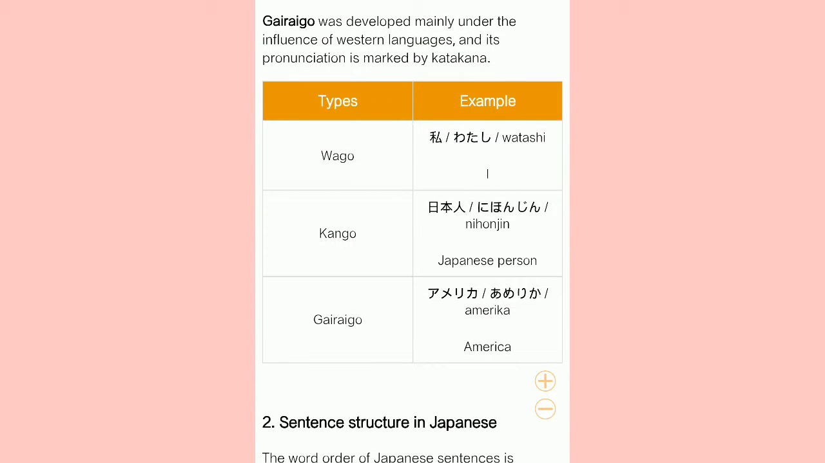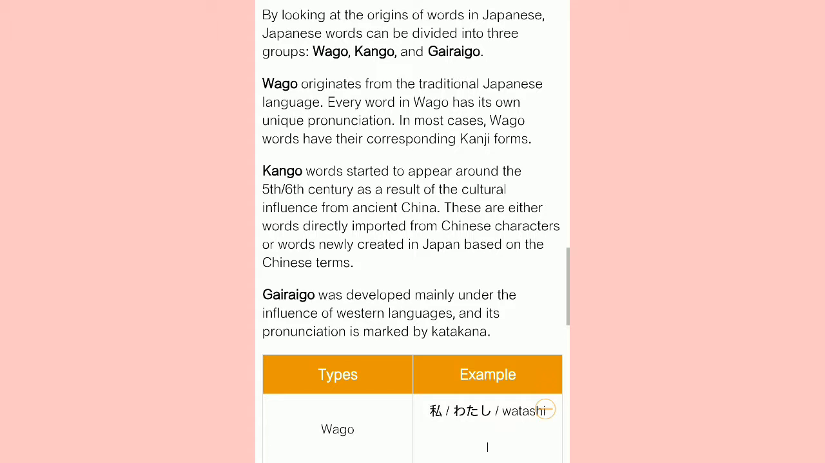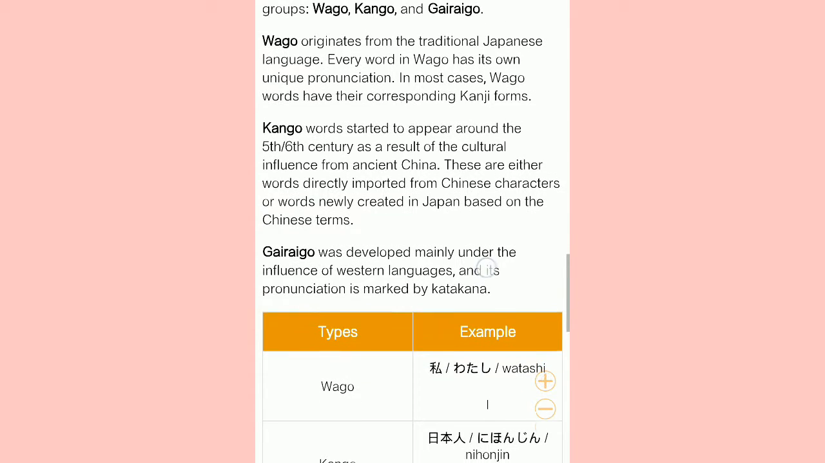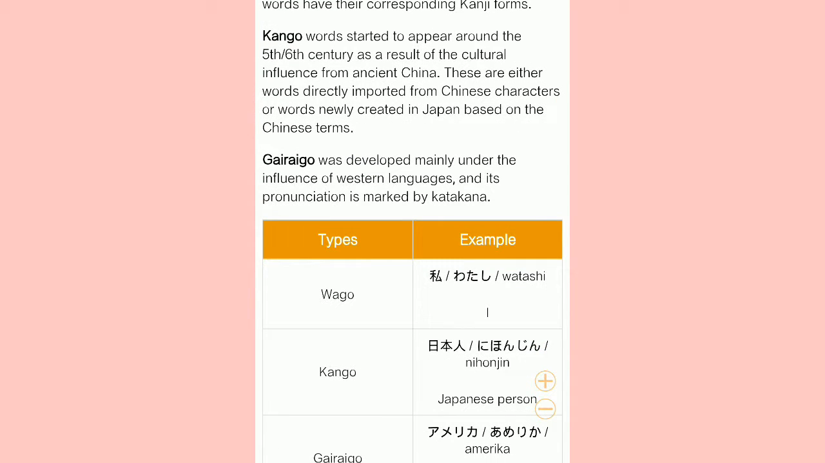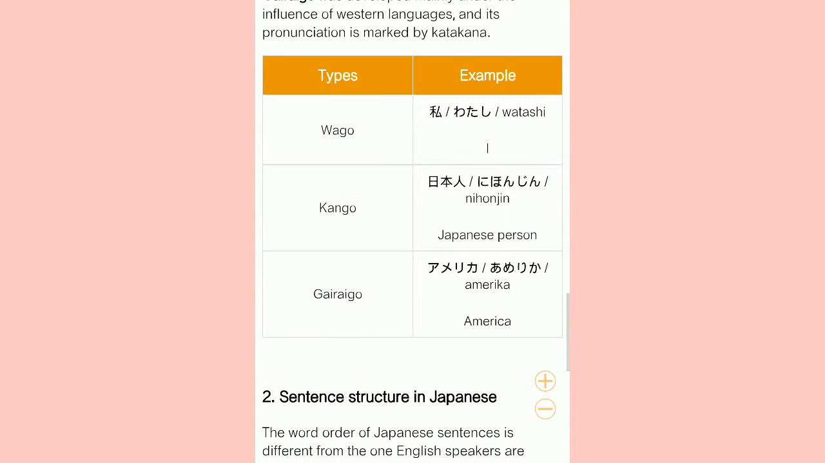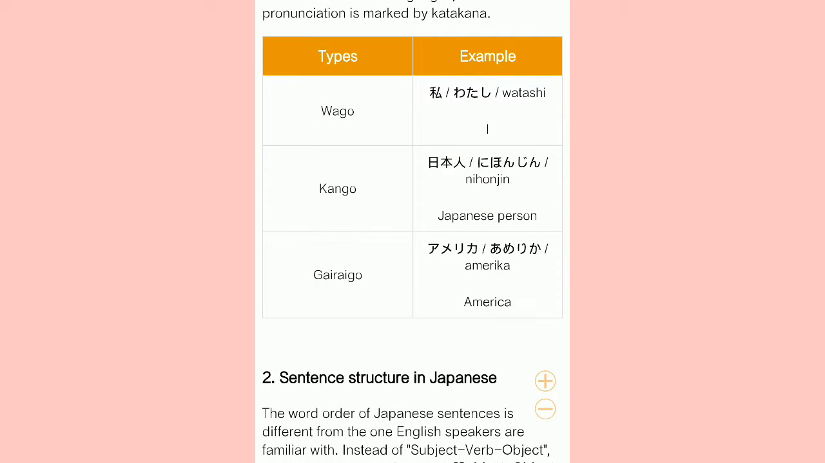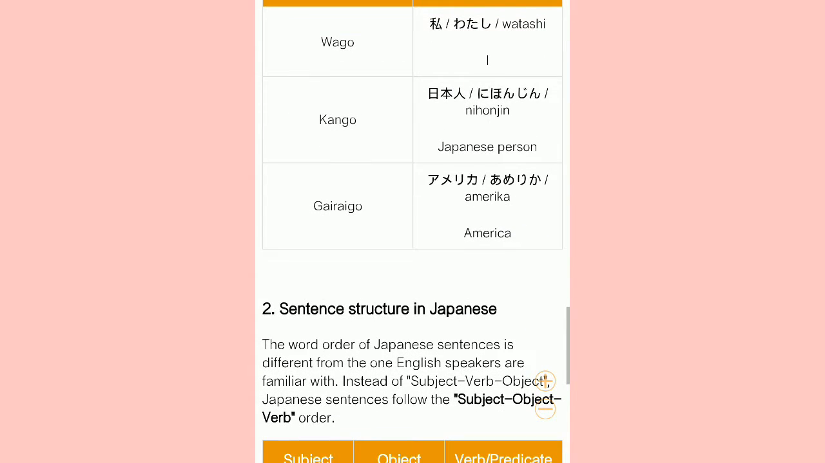Gairaigo was developed mainly under the influence of Western languages. Okay, so Wago is kanji, Kango is from the 5th to 6th century from Chinese characters, and Gairaigo is from Western languages, also written in katakana. Like this one, watashi is Wago, nihonjin is Kango, and then Gairaigo is katakana.